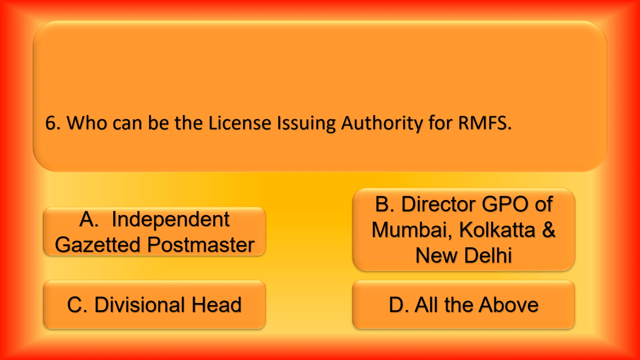Question number 6. Who can be the license issuing authority for RMFS? Option A, independent gazetted postmasters. Option B, director GPO of Mumbai, Calcutta and New Delhi. Option C, divisional head. Option D, all the above. The correct answer is option D, all the above.